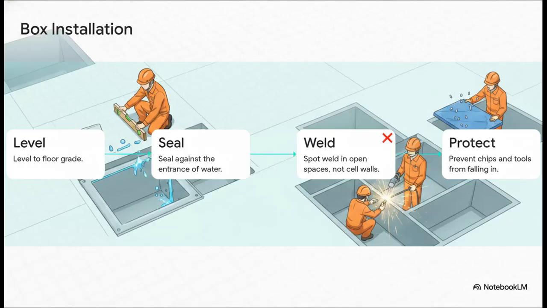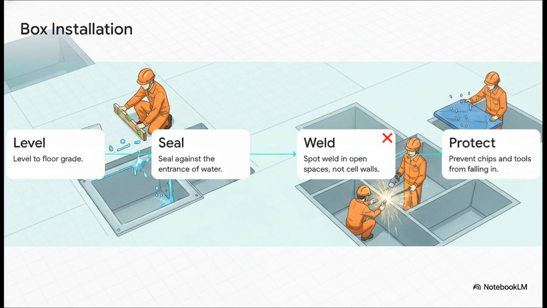Now, when you're physically out there installing these junction boxes and inserts, rules 12-1812 and 12-1816 give you some very strict steps to pass your inspection. First, level them to floor grades so nobody trips over them. Second, seal them against water. Nobody wants a mopped floor causing a short circuit, right?